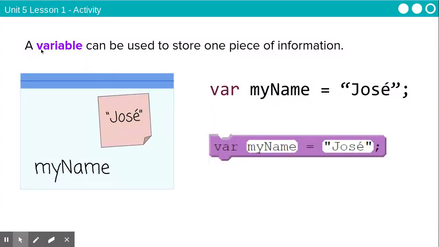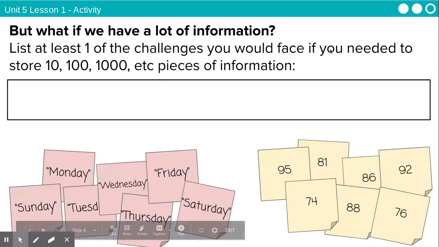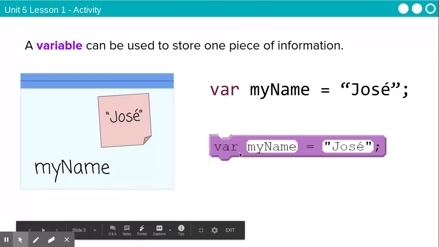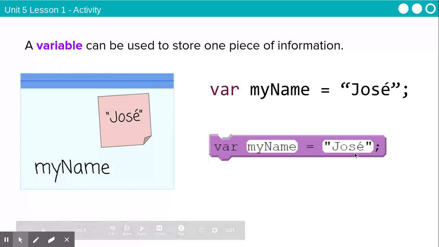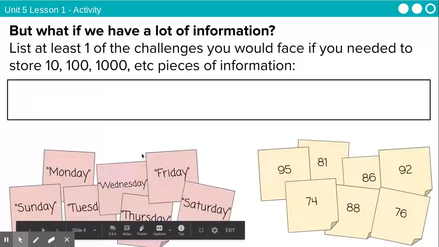So first of all, a variable, which we've been working with, in block form looks like this, and can be used to store one piece of information. So for example, my name, Jose. This is another way that you can write it without using the block, if you switch to the text. I do want you to notice that anytime you want actual words or letters to show up, they're in quotations, where numbers are not. So instead of using the baggies, we're going to use something similar on here.